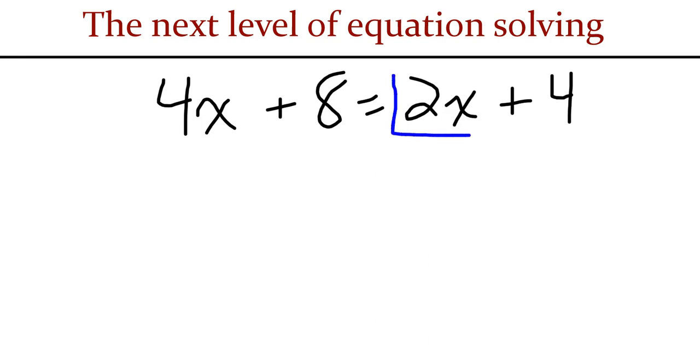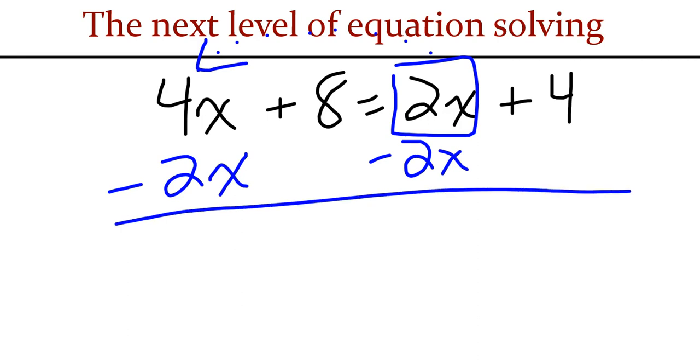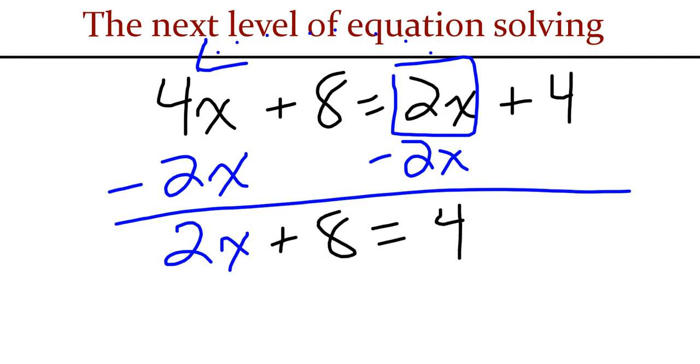That means we're going to take the 2x and we want it to be moved over to the other side. Well, in order to take 2x away from the right-hand side, we're going to subtract it away, again, removing 2 junior mint boxes from both sides. Take 2x away from the left-hand side, and we end up with 2x, because 4x minus 2x equals 2x, plus 8 is equal to 4, because the 2x's just cancel.